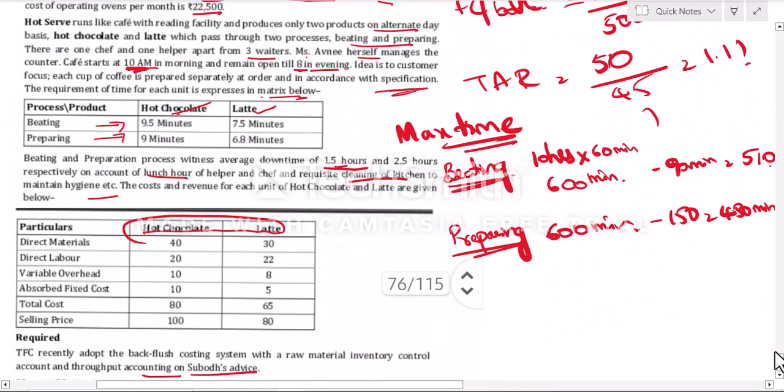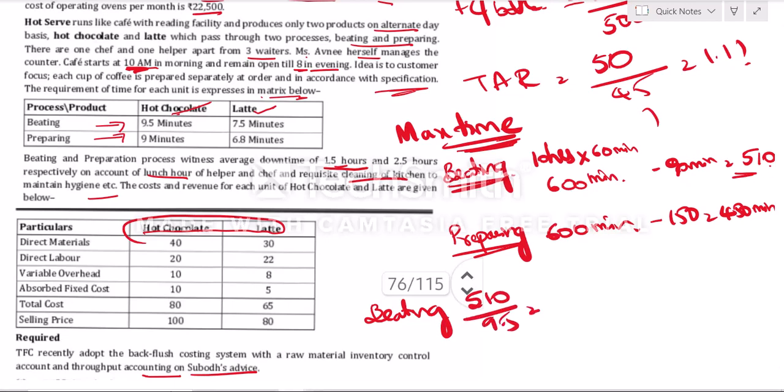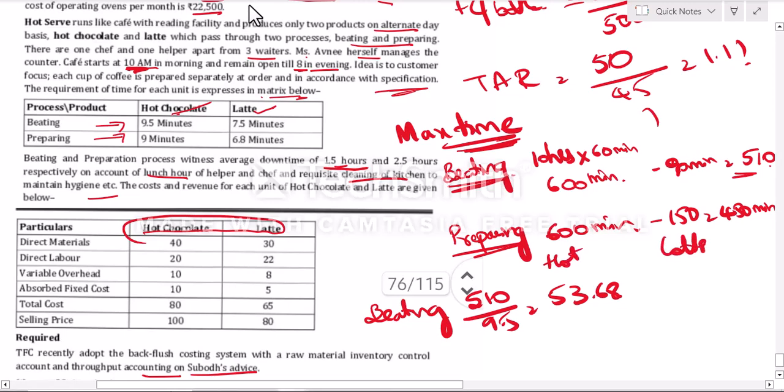Maximum time available for each process. But what is the maximum possible units we can produce in this product? For beating, 9.5 minutes per unit means 510 divided by 9.5, 53.68 products we can produce. This is hot chocolate. But what about latte?